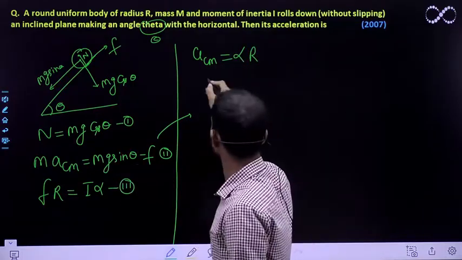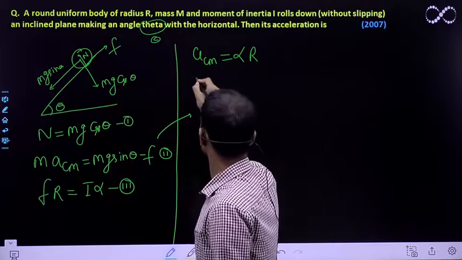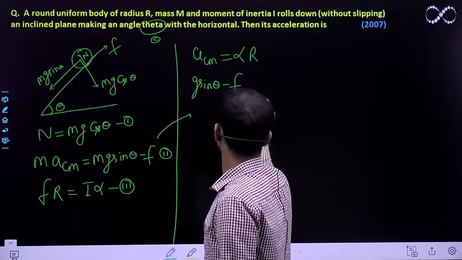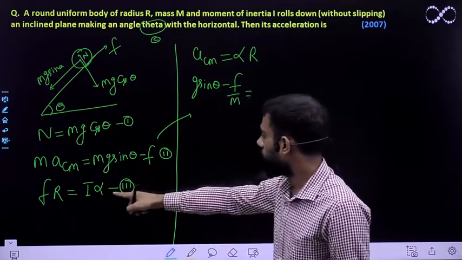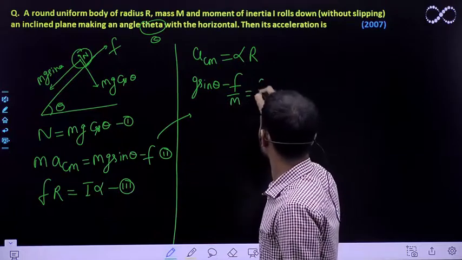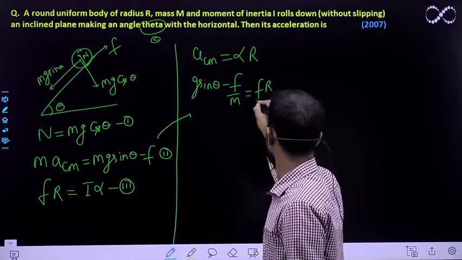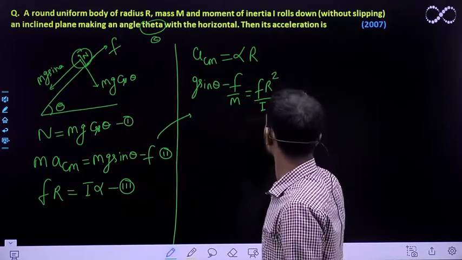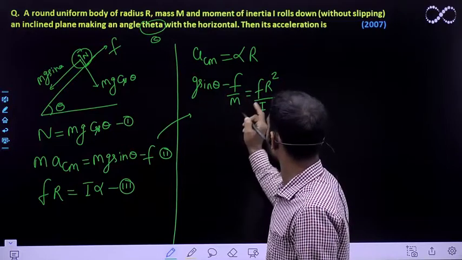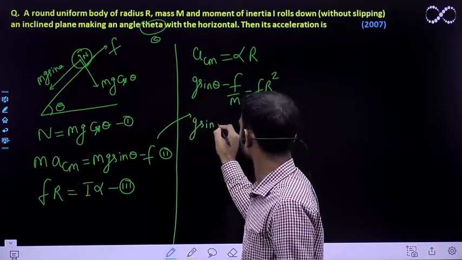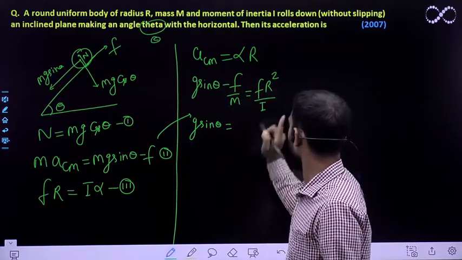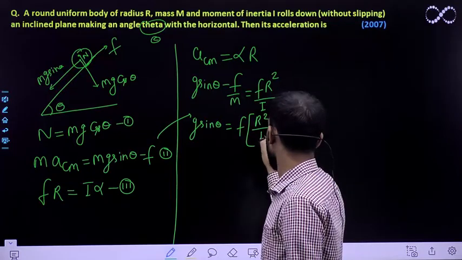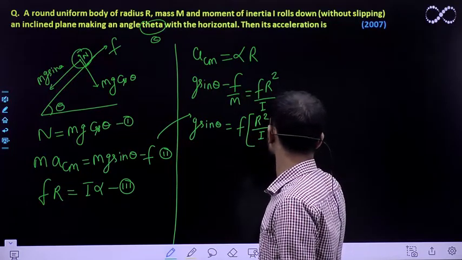So what is the acceleration of center of mass? m will cancel out and it will become g sin theta minus f upon m. And alpha, what is the value of alpha? That is f r upon I. So alpha is f r upon I, and r is once again there, so f r square upon I. Now I can take this f by m this side, and since f will come outside, I can say here g sin theta equals f times r square upon I plus 1 upon m.